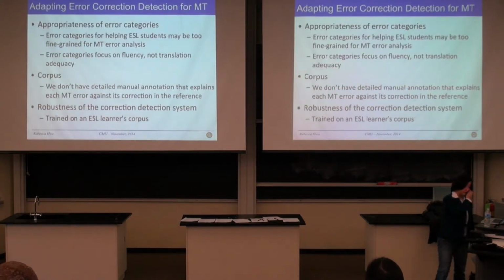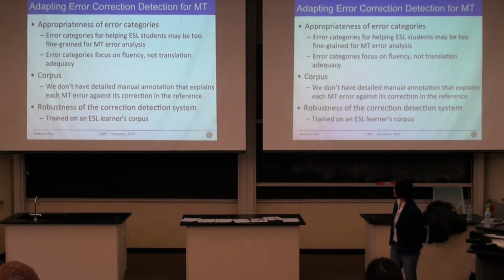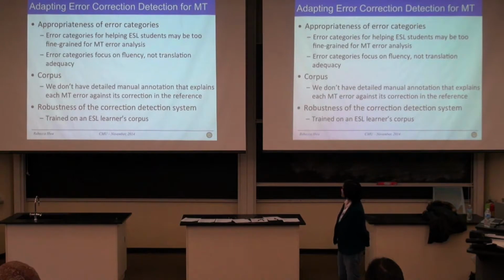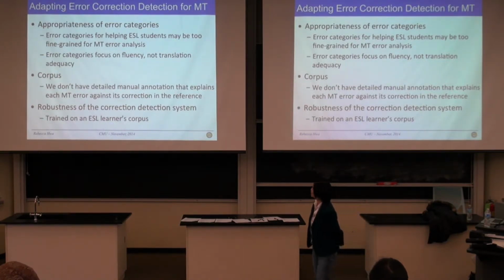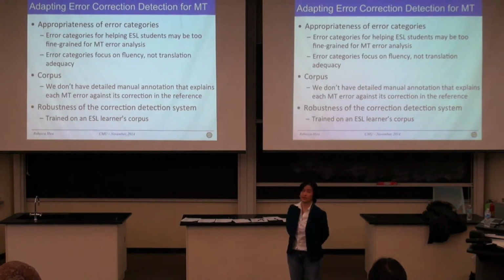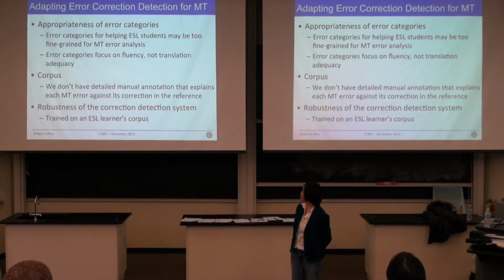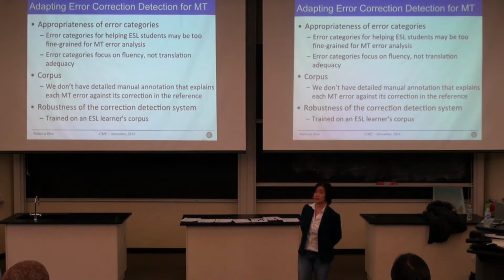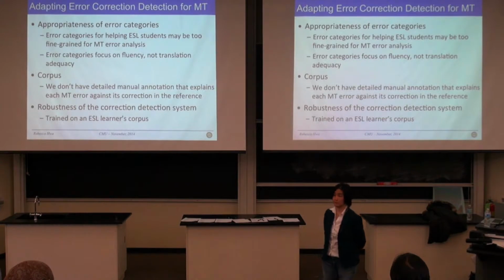Okay, so in order to adapt it to the MT scenario, there are a couple of things that we need to address. One is that, for MT cases, I don't know if you necessarily want 75 very fine-tuned categories in terms of ESL student errors. These categories do tend to focus on fluency and grammar errors rather than translation adequacy. So maybe that's going to come into play in some way.